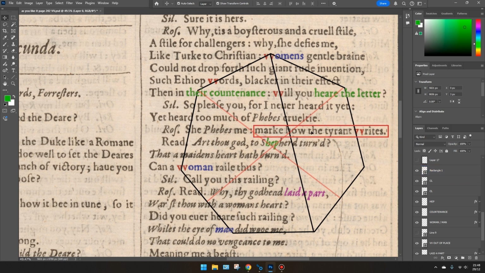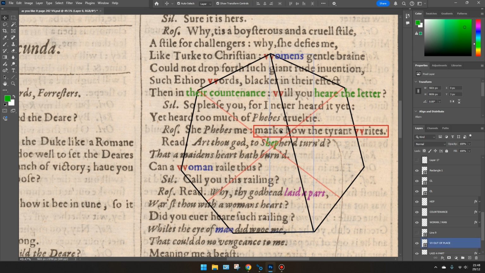Now it's telling us, mark how the tyrant writes. You know, we can take this word tyrant, it could be removed. It's basically telling you mark the VVs, mark how these are written, mark how they look. Mark the letter, these letters. And that's what we've done. And with these letters marked, we get to see this heptagon.